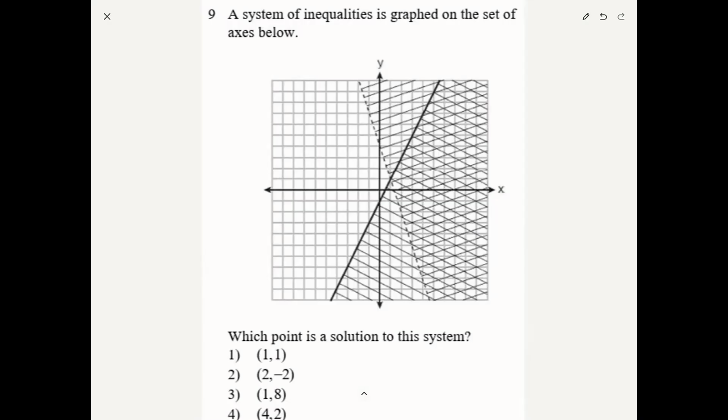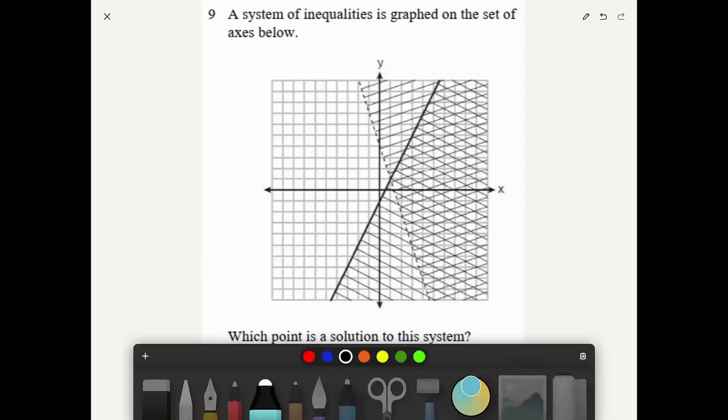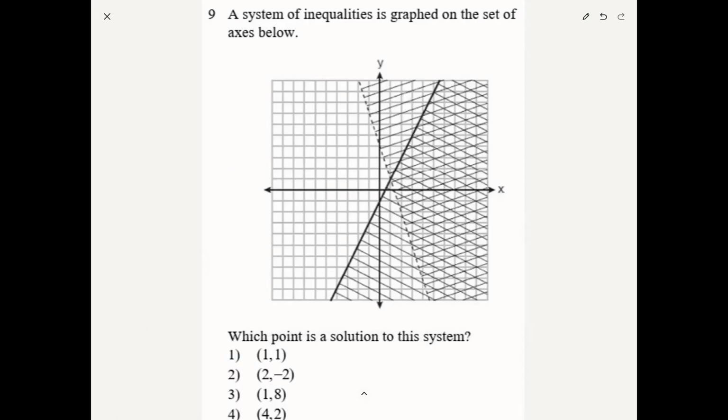They've already given us the graph, and what they want to know is which one of these points is actually in the solution set. So first thing, where is the solution set? Well, the solution set is the section that has both cross hatches. So it would be this area right here, and you see I put a big Superman S there. So now I'm going to plot each one of these points, and then we're going to determine which one is in the solution set.